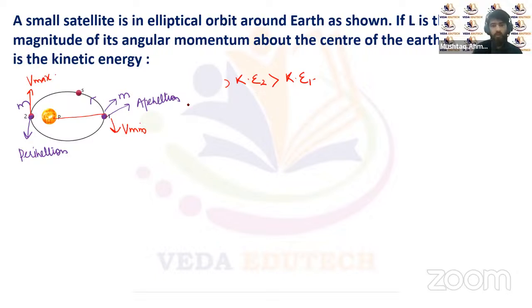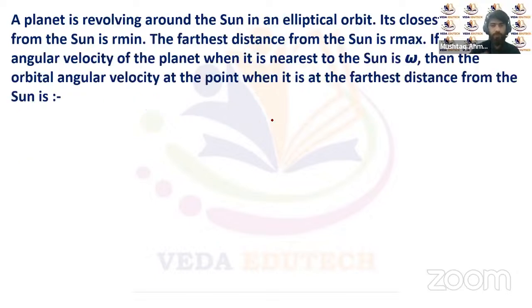Now talking about the angular momentum, we know that in planetary motion, angular momentum is a constant quantity. So it means that L1 must be equal to L2. So these are the two conclusions here. The kinetic energy at perihelion will be more than the kinetic energy at aphelion, and the angular momentum will be a constant quantity. Now let's move on to the next question.